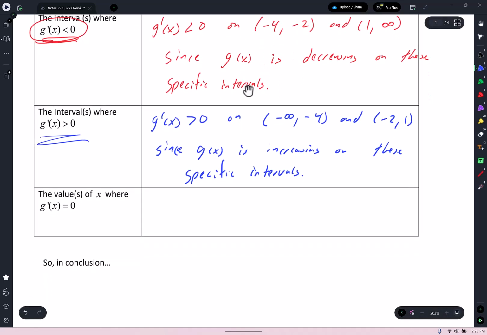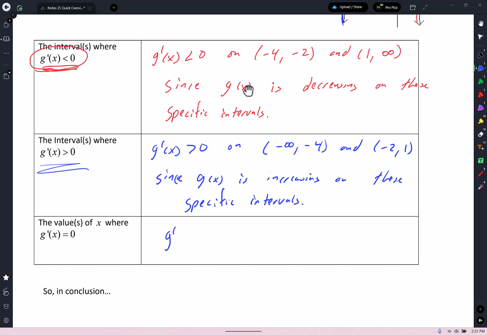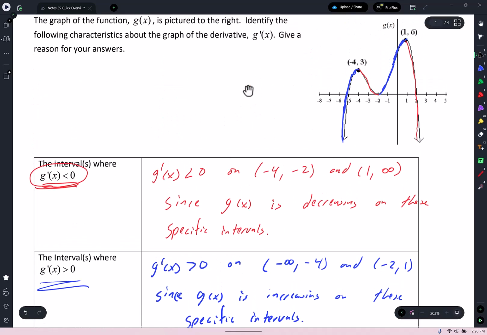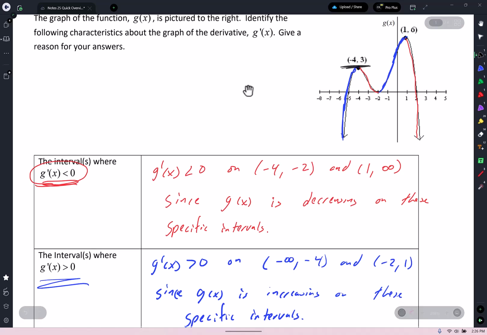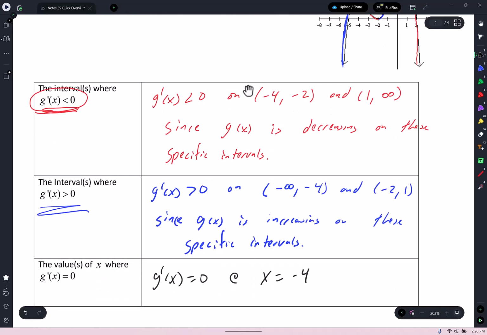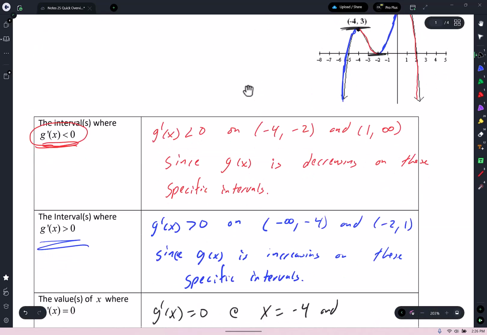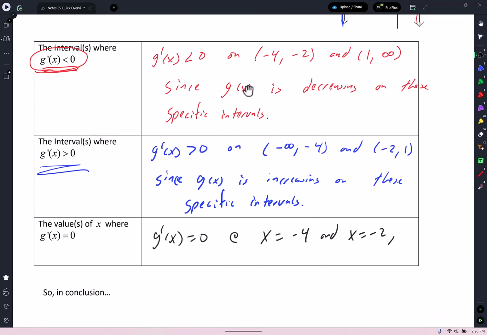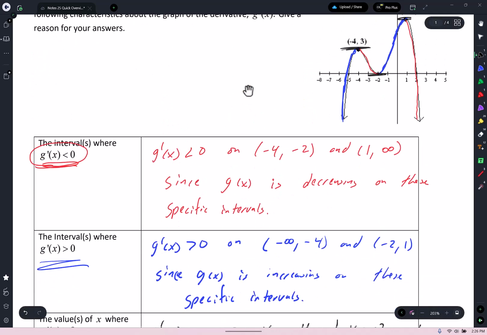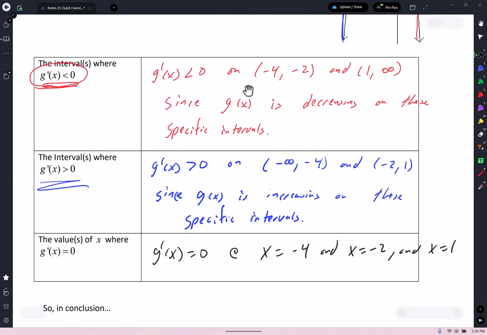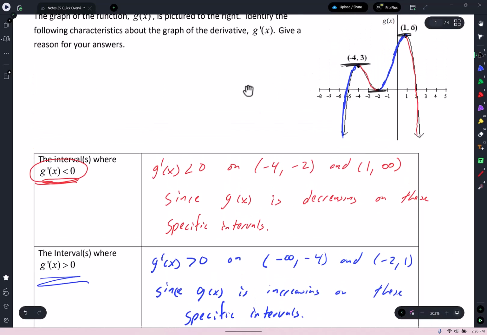All right, the values of x where g prime is 0. Let me just do a neutral color. g prime of x equals 0 at x equals, let's see, I have this minimum there, or maximum there, sorry, negative 4 and negative 2 and 1. x equals negative 4, negative 2, and 1. That's where I have maxes and mins. By the way, you don't necessarily need to have a max or min. All you need is a horizontal tangent.